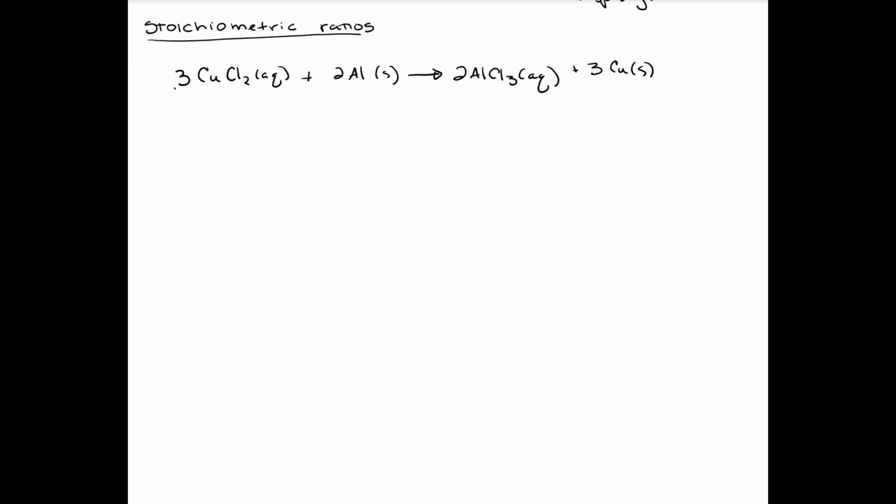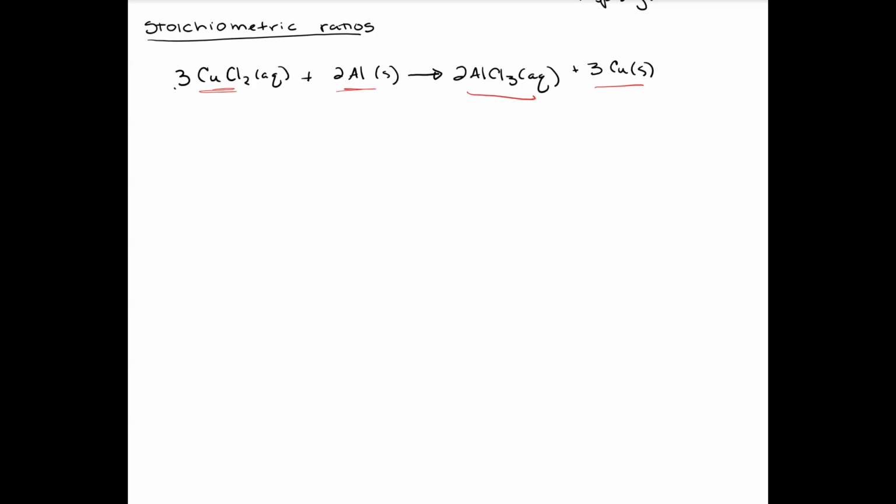I've rewritten our balanced chemical equation. 3 copper 2 chloride plus 2 aluminum metal react to produce 2 aluminum chloride and 3 copper metal. We can interpret this balanced chemical equation a couple ways.